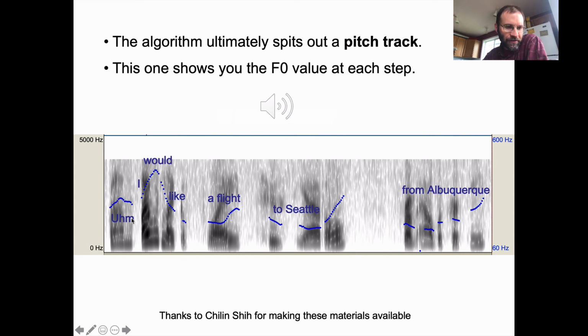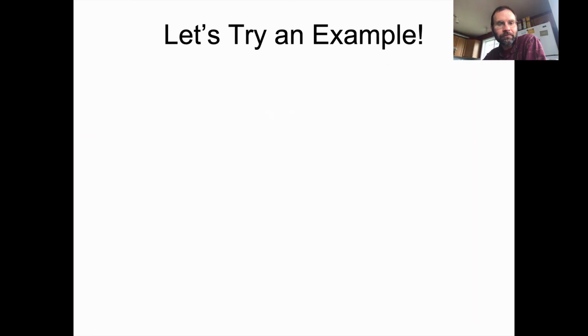The other point is you can also see with this representation these little points, these little dots, where it's calculating the F0 separately for each dot. And if you want to, you can draw a curve to kind of smooth it out. But this gives you a sense that it's making these calculations on a sort of repetitive basis throughout the entire waveform.